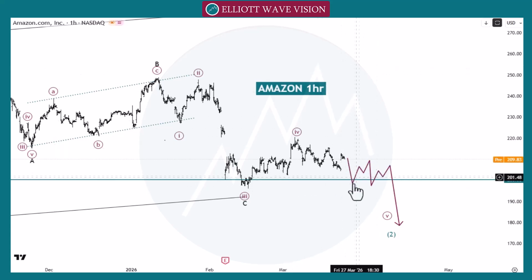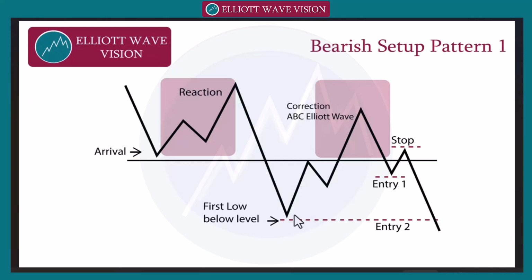For the bearish side, we need to wait for this proper classic trading level pattern. So let's check the bearish possibility as a classic trading level pattern. We need to wait for this move, this proper impulsive move in lower time frame at 200. Arrival, A, B, and C reaction. Then again the market crosses this point and gives us the low below 200. Arrival, reaction, first low below level A, B, and C.